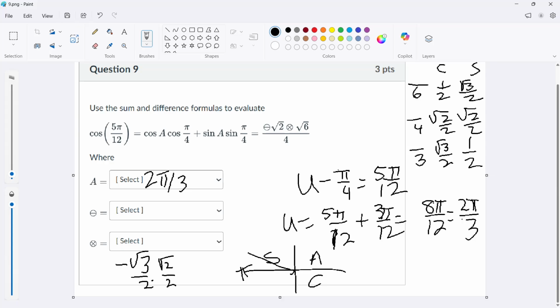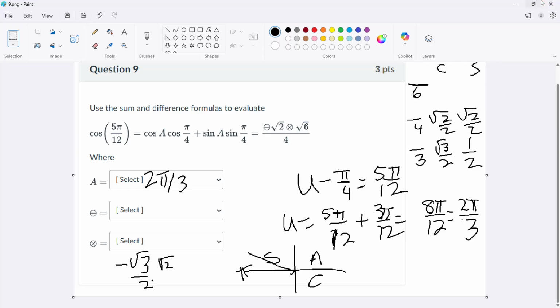Do I have something mixed up here? I think I have something mixed up. 8 pi over 12 is 2 pi over 3. 3 pi over 3 minus pi over 3. Oh, pi over 3. I've got this backwards. Yes, I do. I've got this up here backwards. This is what I've got backwards.